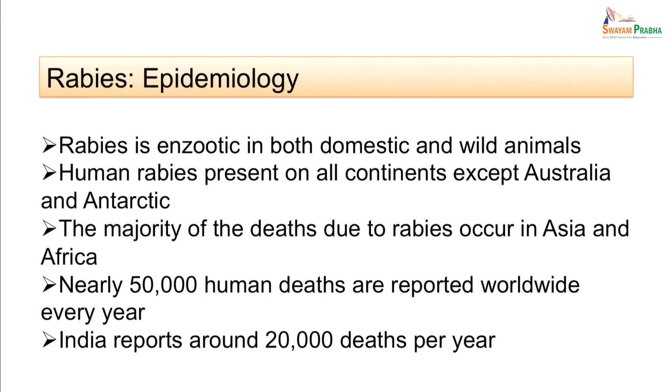Rabies is endemic in India, and it is reported almost from all parts of India except for the Andaman and Nicobar and Lakshadweep Islands. So, nearly 60% of the deaths reported all over the world are seen in India. More than 20,000 deaths occur every year in India.